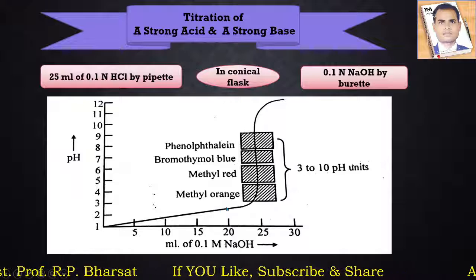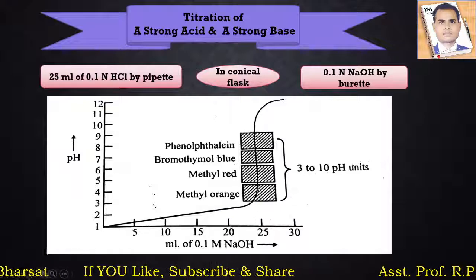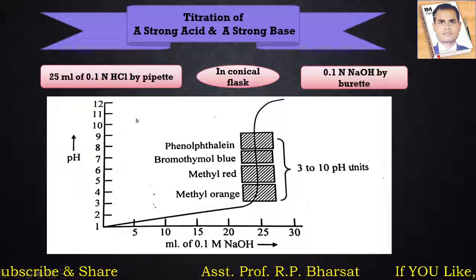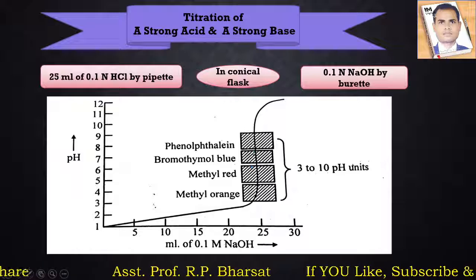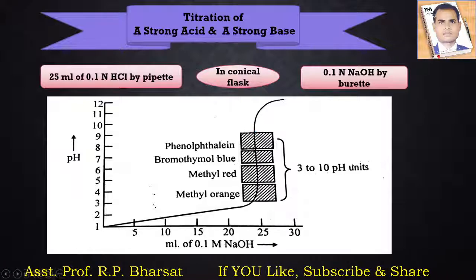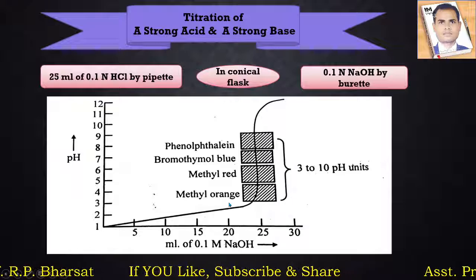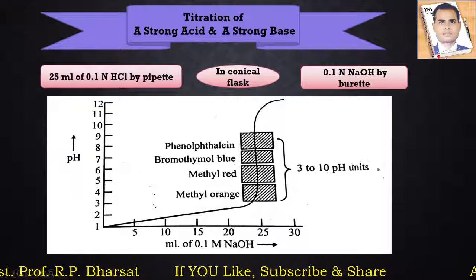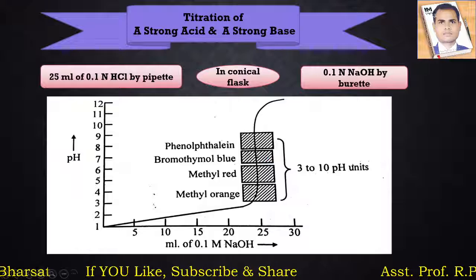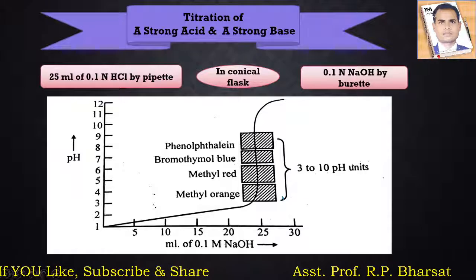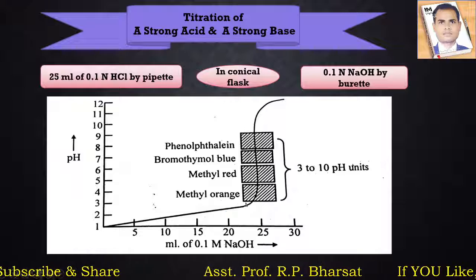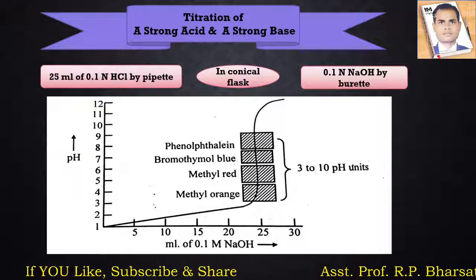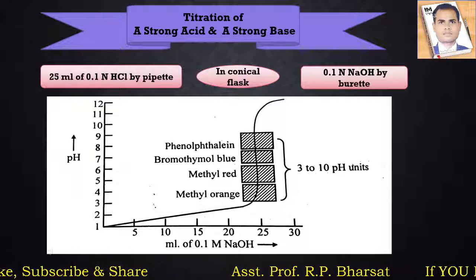When you are adding near about 24 or 25 ml into this 25 ml of 0.1 normal HCl, the pH increases, like this. In this titration, if you are using different kinds of indicators, they have different transition ranges, and the pH curve goes through this transition range. Now we have to see the main characteristics of these titration curves.